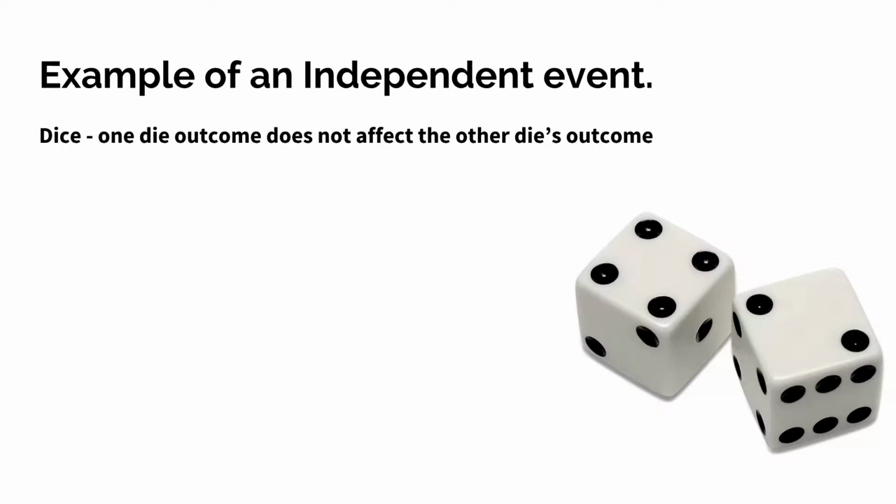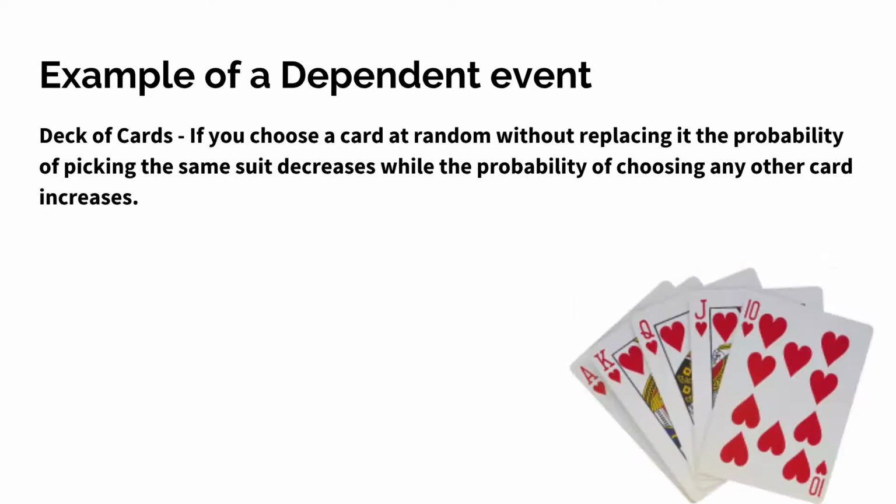An example of an independent event would be dice. One die does not affect the outcome of the other die. An example of a dependent event is a deck of cards. If you choose a card at random without replacement, the probability of picking the same suit decreases, while the probability of choosing any other card increases.